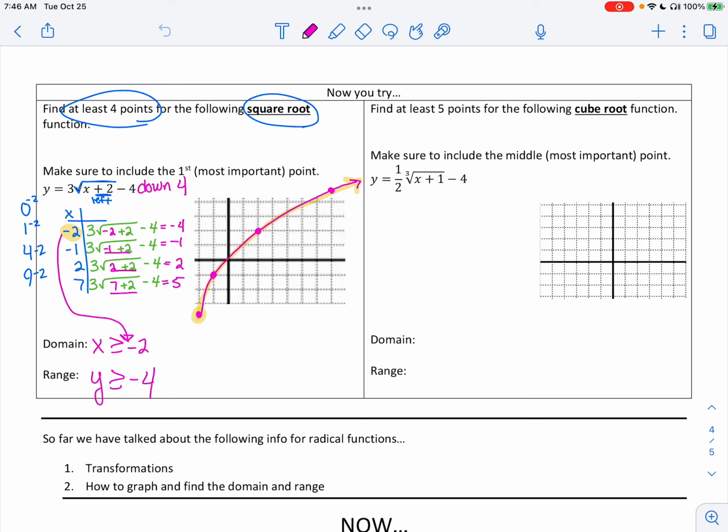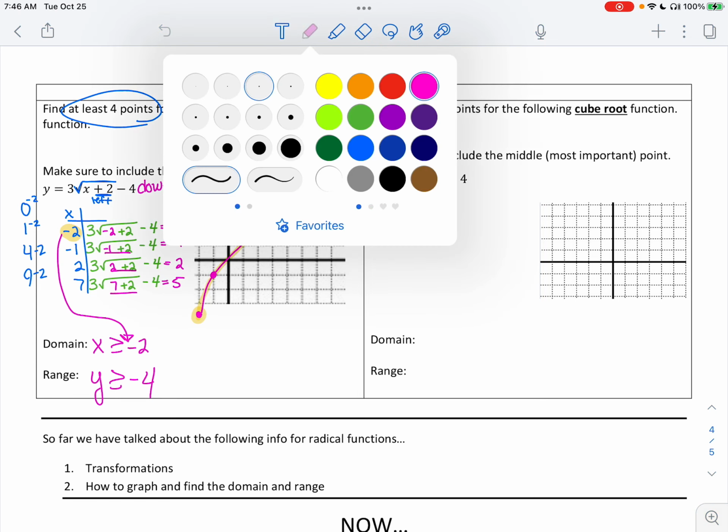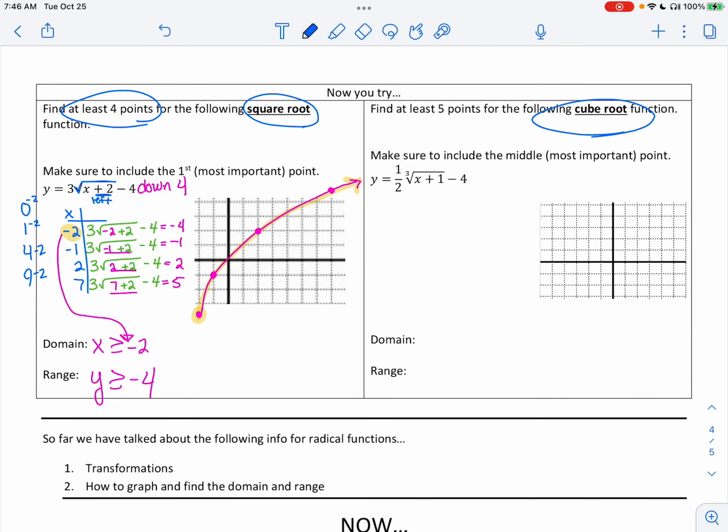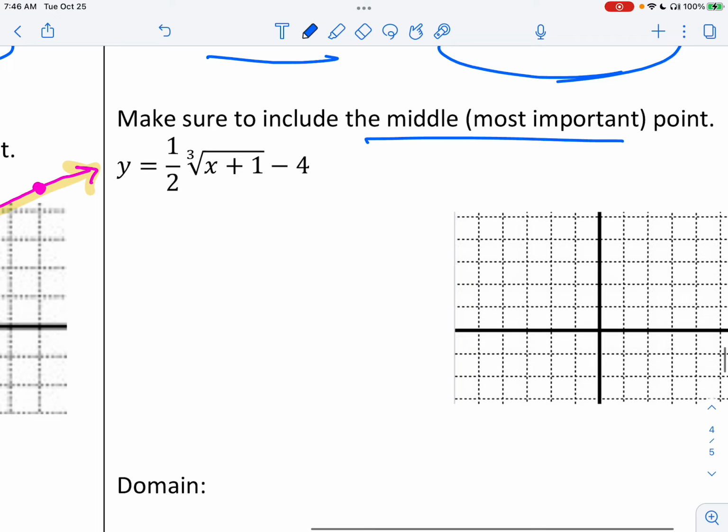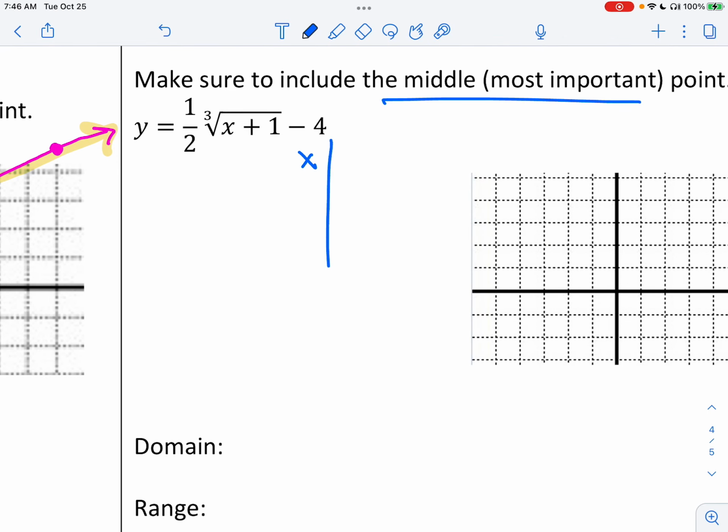So for cube roots, you need at least 5 points because you'll have a middle point and you'll have 2 on either side. So 5 points for cube roots if you want full credit. Make sure to include the middle point; the middle point of cube roots is the most important. So let's make our XY chart.